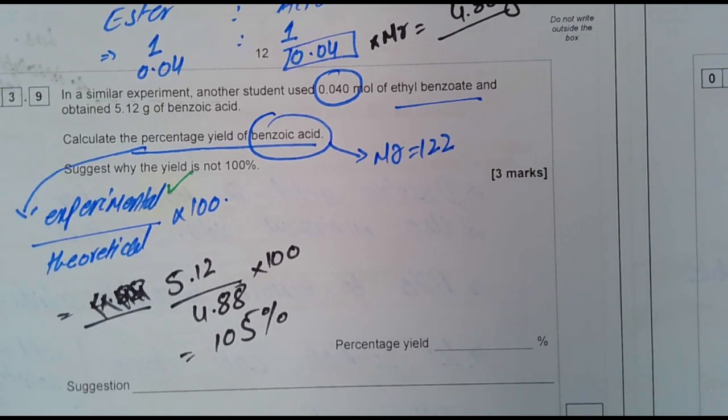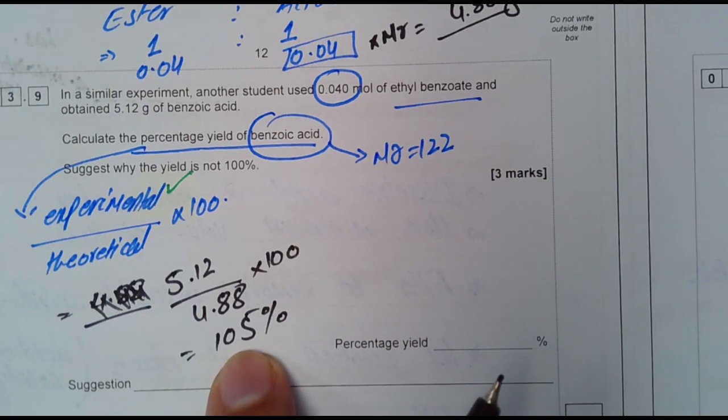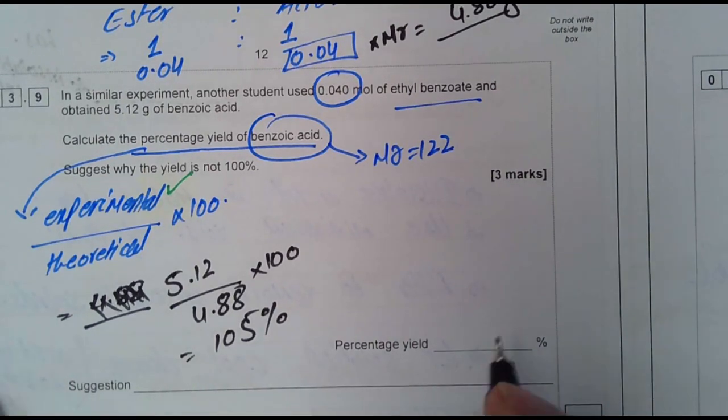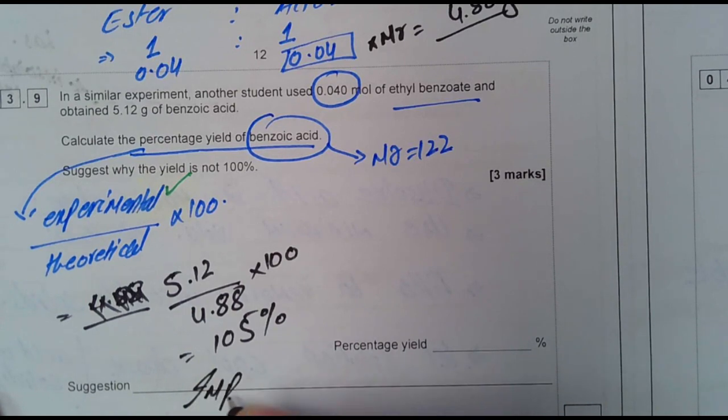It just gets wasted. So while you're washing the benzoic acid, some of it will get wasted. So it clearly tells me in this student's case, this 105% is telling me that there are a lot of impurities in his benzoic acid. So I can say the suggestion is impurities present.